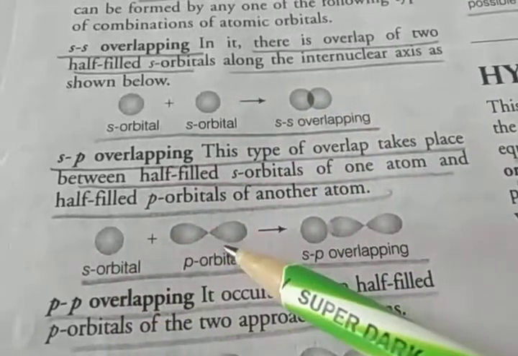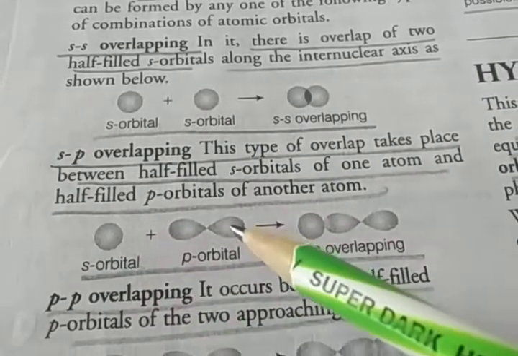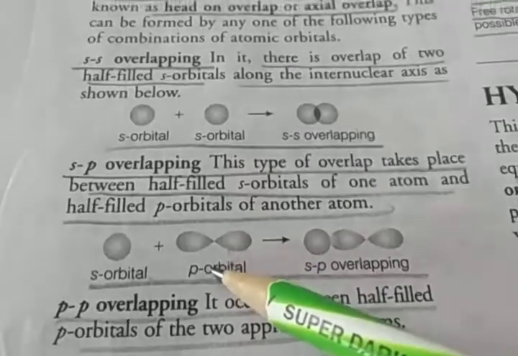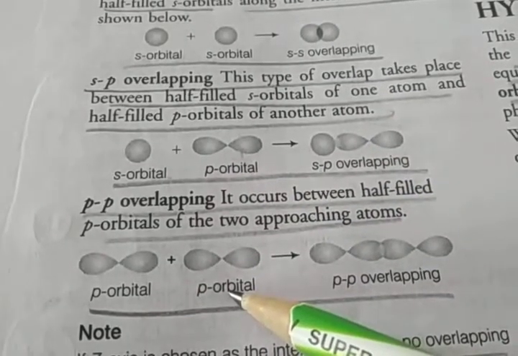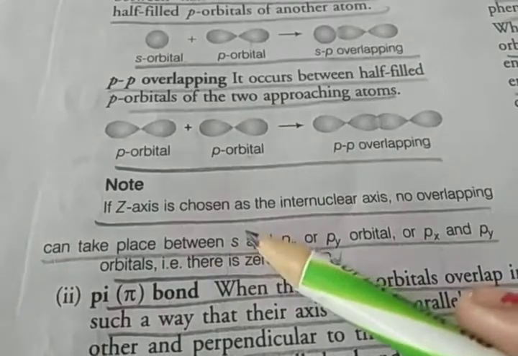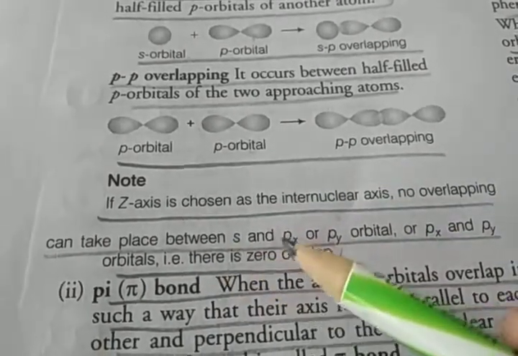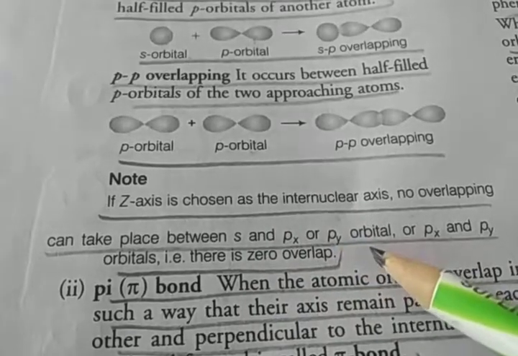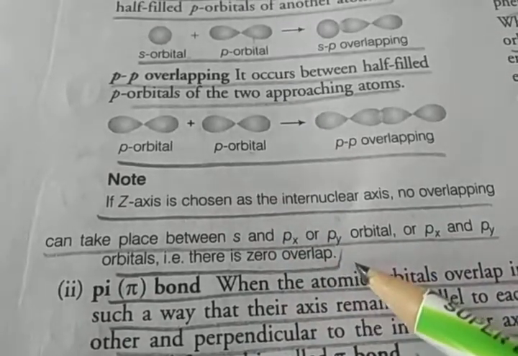S orbital and p orbital overlap takes place between the half-filled s orbital of one atom and the half-filled p orbital of another. So sp overlapping. pp orbitals combined, so pp overlapping. Okay. If the z axis is chosen as the internuclear axis, no overlapping takes place between the s and px or py orbital, px and py orbital. So there is zero overlap.